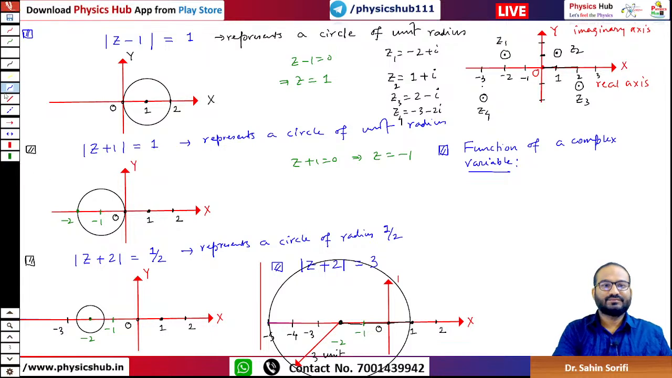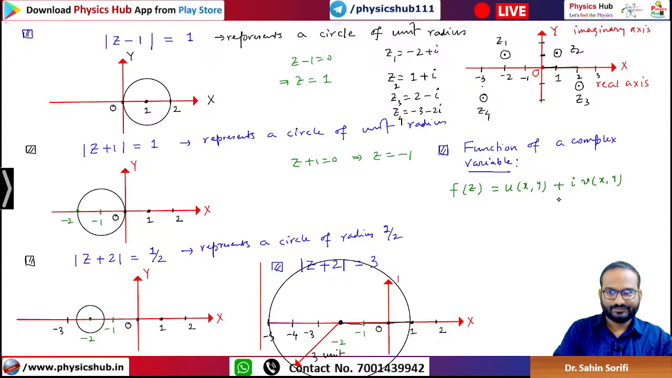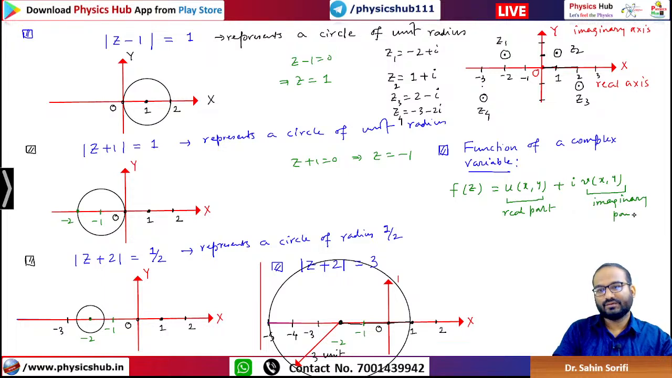So if you have, let's say, f of z, this is a function of complex variable. It will have a real part u of x,y, this is the real part, plus i times v of x,y, this is the imaginary part. Okay, this u of x,y, this is the real part of the complex function, and v of x,y, this is the imaginary part of the complex function.